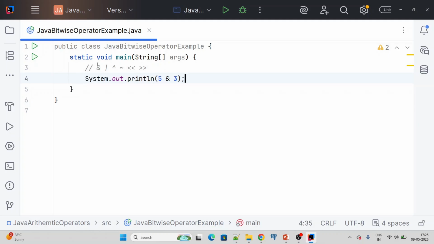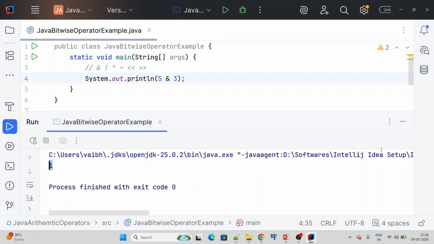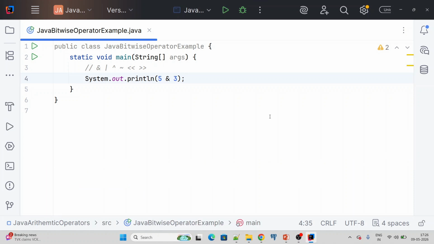Let's understand these examples one by one. First, let's understand the bitwise AND operator. Here I have written System.out.println 5 bitwise AND 3. If you run this, we are getting the output as 1. So how are we getting this output as 1? Let's understand.